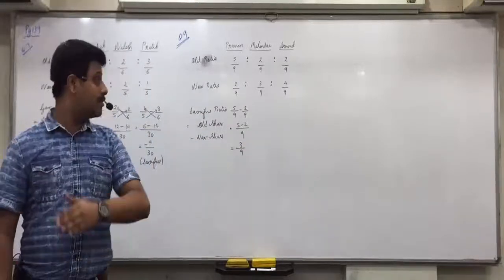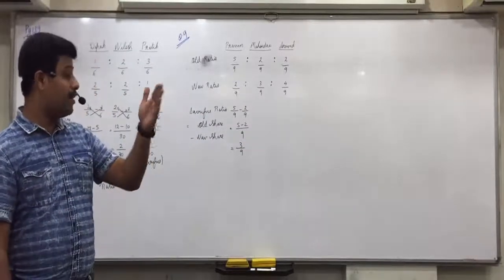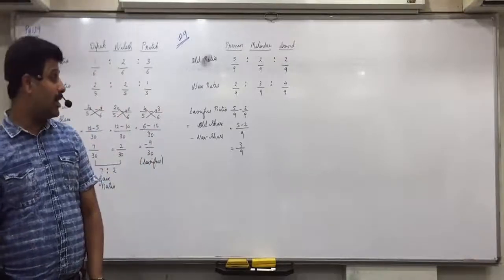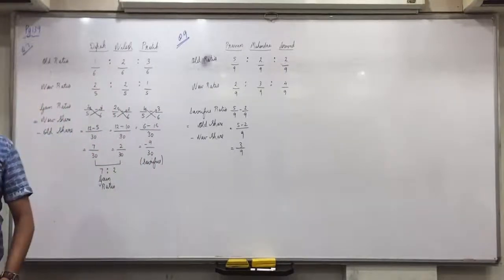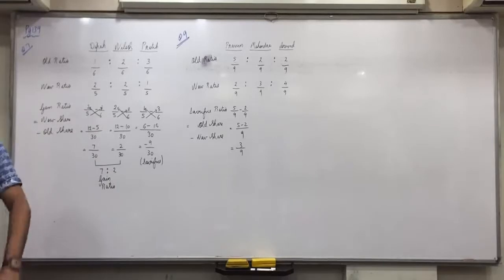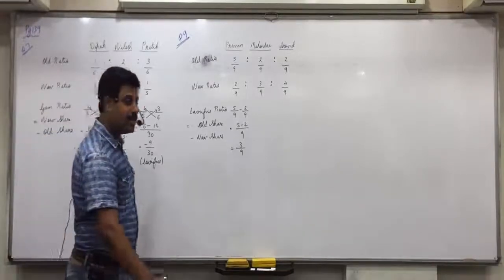45 minus 18, that you get is 27 by 81. Then again you divide both of them by 9 and get 3 by 9. Why make it complex? So simple. 5 minus 2, 3 by 9. Is everyone clear with this?